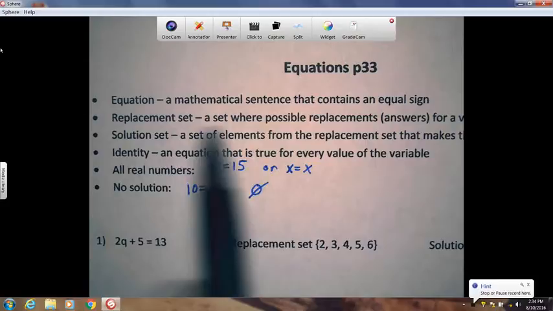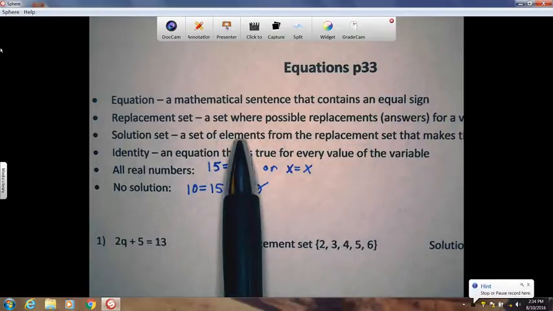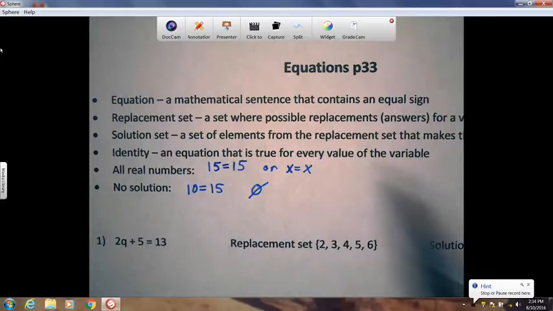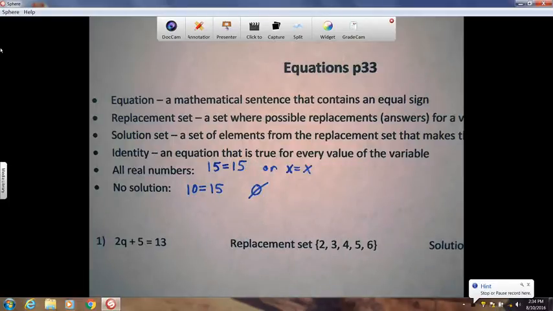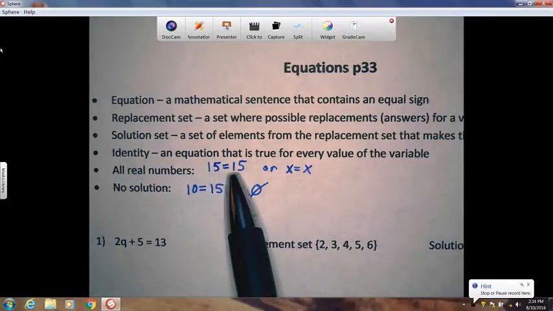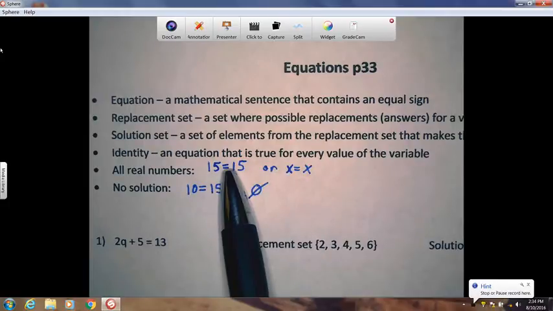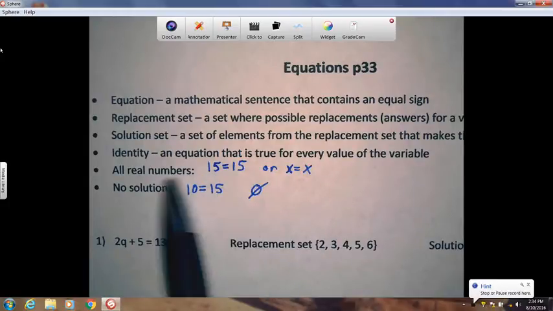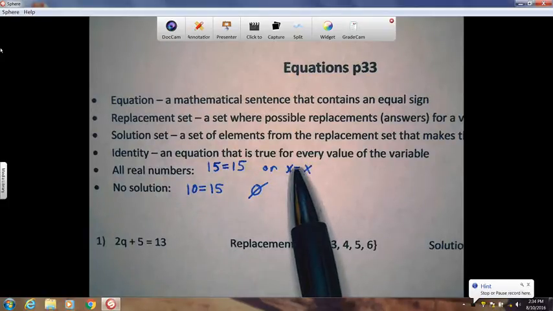Okay, replacement set, where possible answers are. Solution set are elements from the replacement that are part of the solution. An identity is true for every value. If you're solving these and you come up to the end and you get something like 15 is equal to 15 or x is equal to x, and these are the same as true, your answer is all real numbers. This is an identity. No matter what I put in here for x, it will always be true.